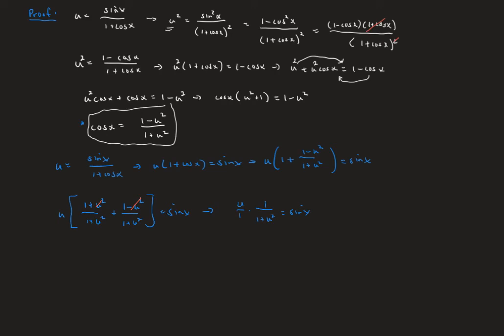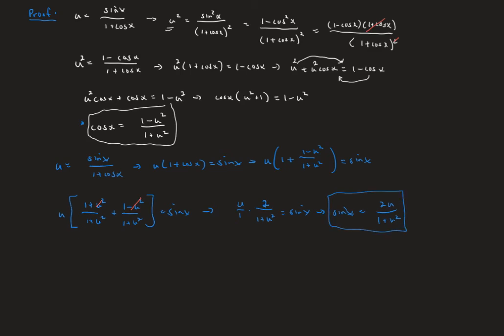Where did our 2 come from? Oh, because we had 2 of them, because 1 plus 1 is 2. There we go. And so that's how we get that sine x is going to be 2u over 1 plus u squared. So that's that second substitution that we have.